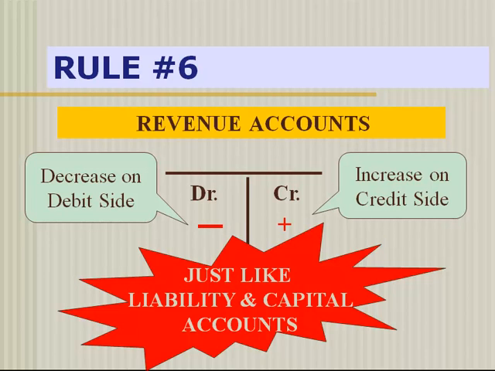So again, I got a debit and I have a credit for every transaction. Every single transaction must have a debit side and a credit side. And the value of those debits must equal the value of those credits. Now, you can have more than one, but they have to be the same value, okay? All right, so that's rule number 6.